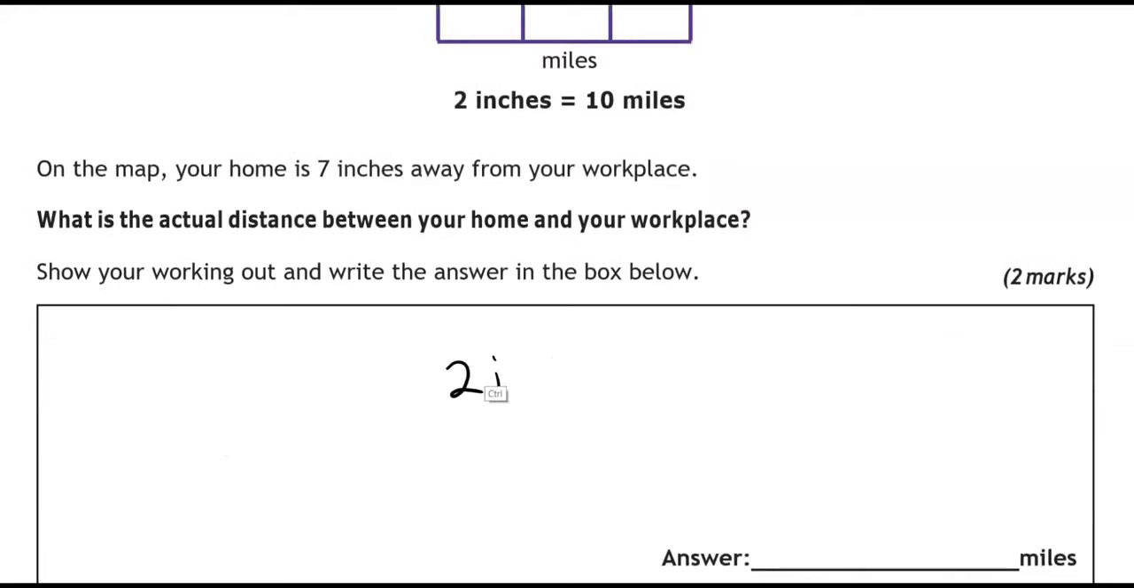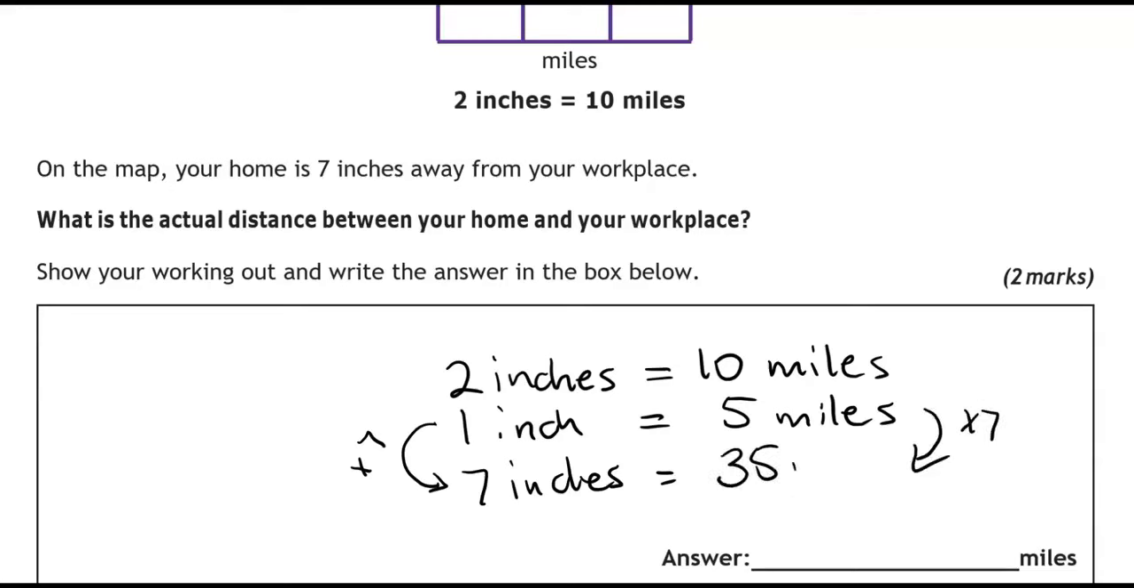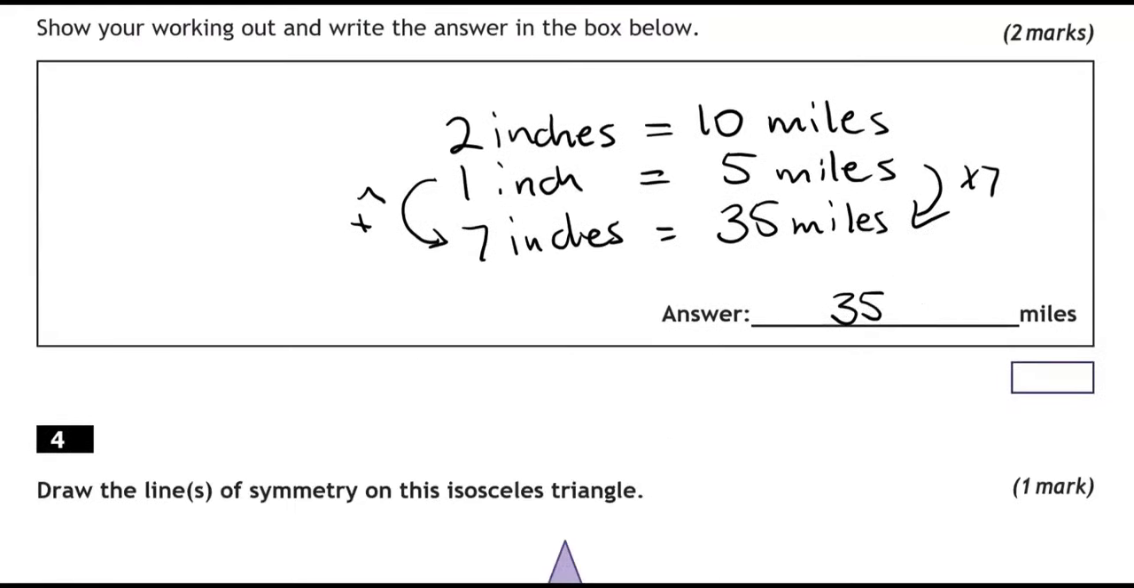So 2 inches, 10 miles, which means 1 inch is equal to 5 miles. What about 7 inches? 1 times 7 gives us 7. 5 times 7 gives us 35. So the answer is 35 miles.